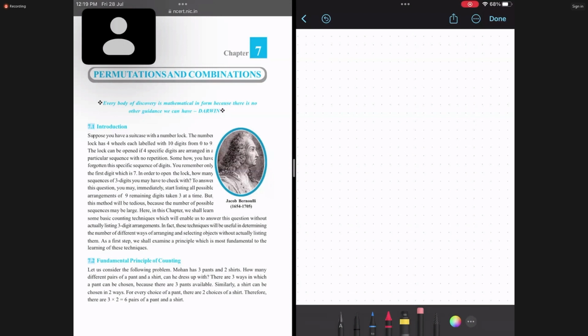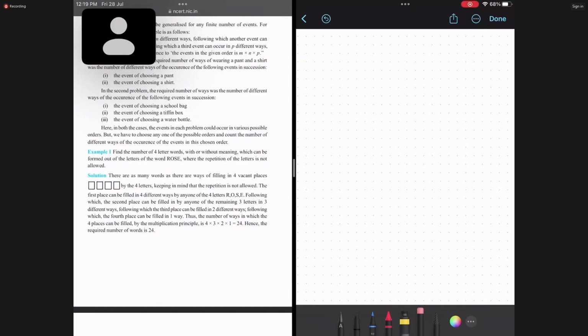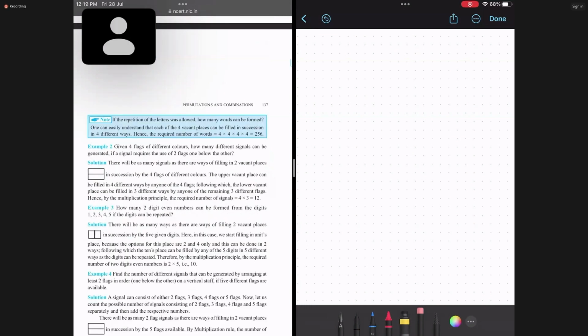Supposedly, while you're tossing a coin or while you're playing a game, you might want to calculate the odds of something happening. Then this chapter will be equipping you with enough theory that you'll be able to do so. So it is a very fun chapter, and without wasting any more time, we could jump to the exercises. Let us begin our discussion with exercise 7.1.